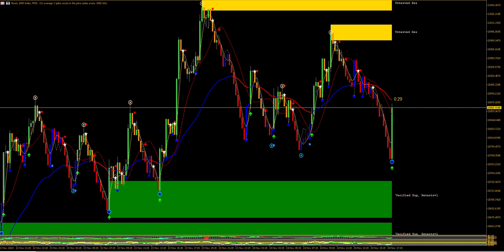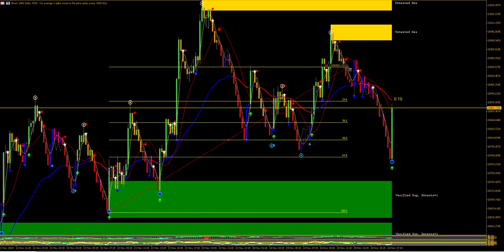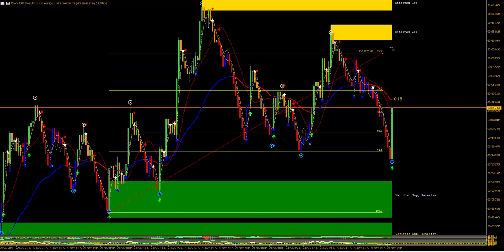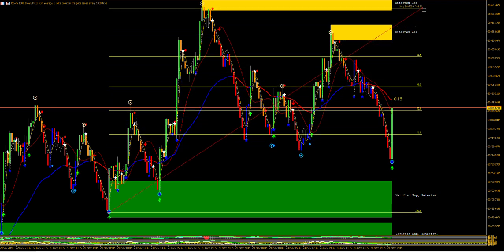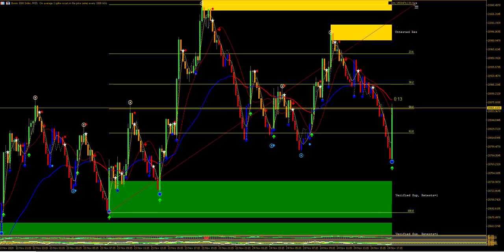Alright, so I get my Fibonacci retracement from this point. So what am I looking for? I'm looking for the highest point and the lowest point of the market. So I'll start from the bottom here. I'll drag it all the way to the top.